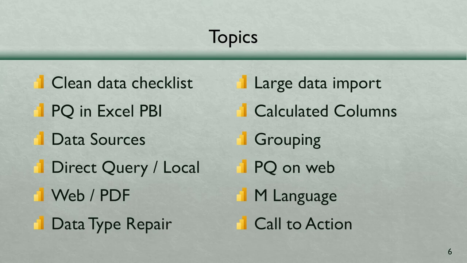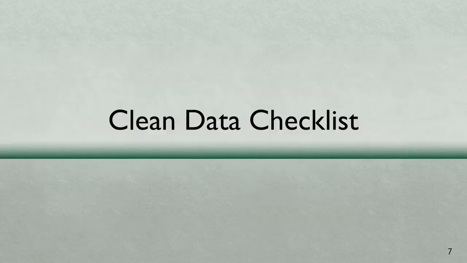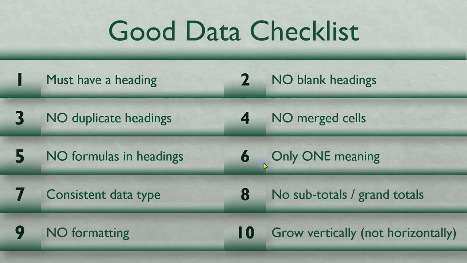Now, in order to understand what clean data is, we have to know exactly what clean data means. So this is the checklist for clean data. When you look at your data, look at every column which has come in and check all these 10 things. If all the 10 things are good, then no data cleanup is required. If any of them are not correct, for example, there are merged cells, or there are inconsistent data types, or there are unwanted sub or grand totals, then you have to repair that part.